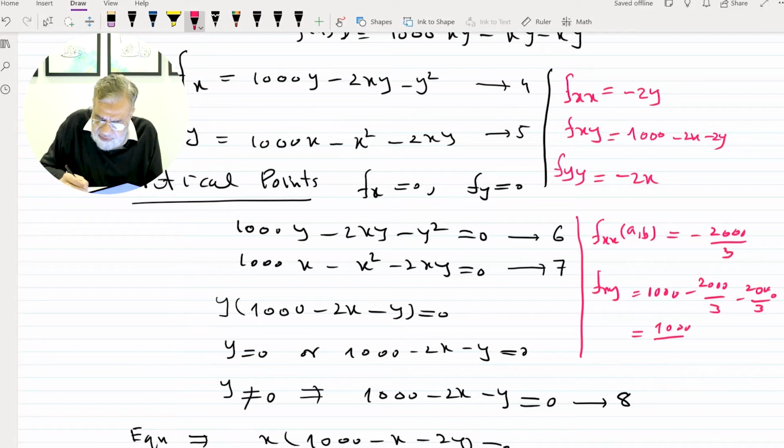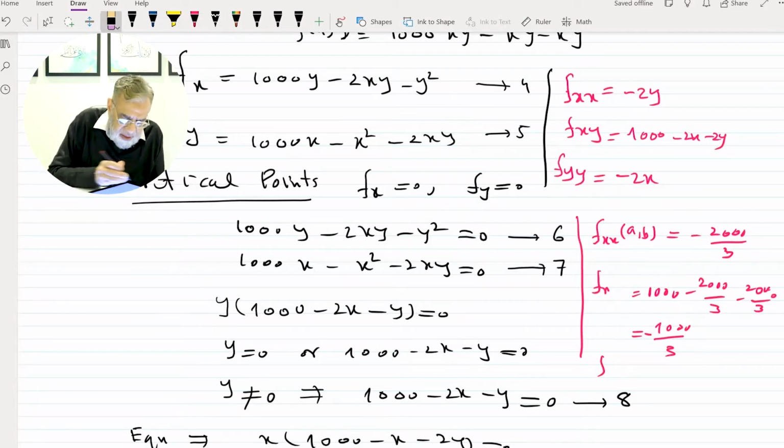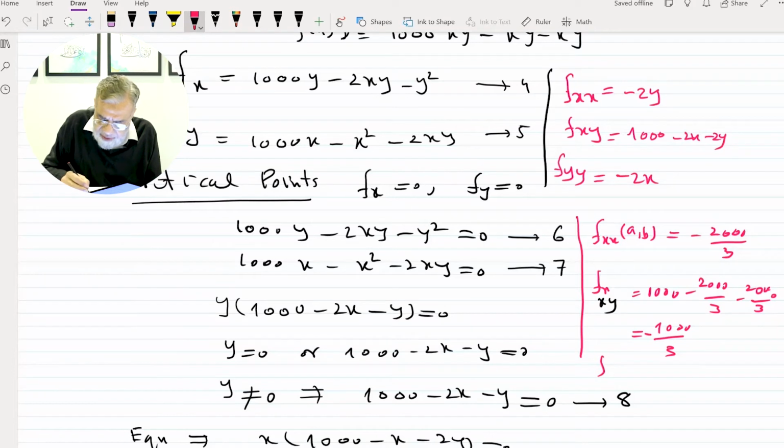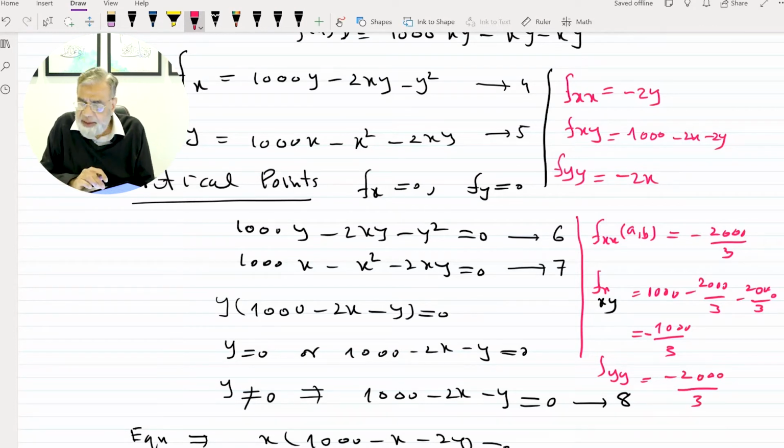That becomes minus 1000 by 3. And this is my f of xy. So let me rewrite here more clearly. That's my f of xx, and here is my f of xy. Then I have f of yy. We put the value of x as 1000 by 3, and it's minus 2000 by 3. So these are my values, and these values help me to find the discriminant of my function.